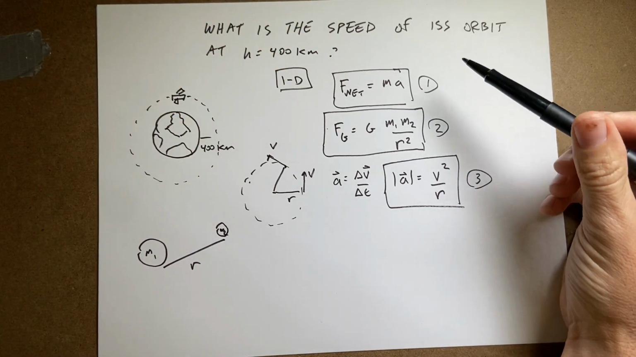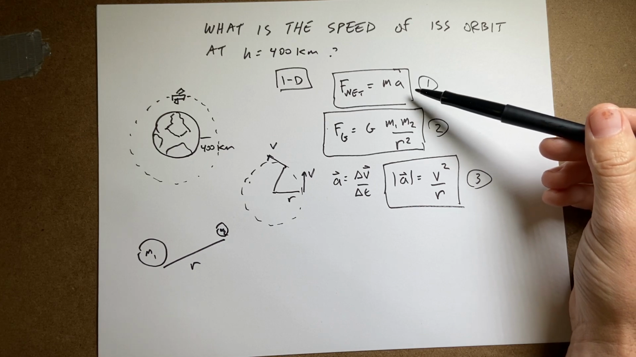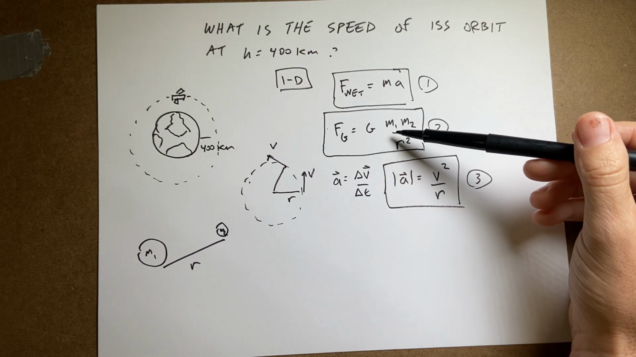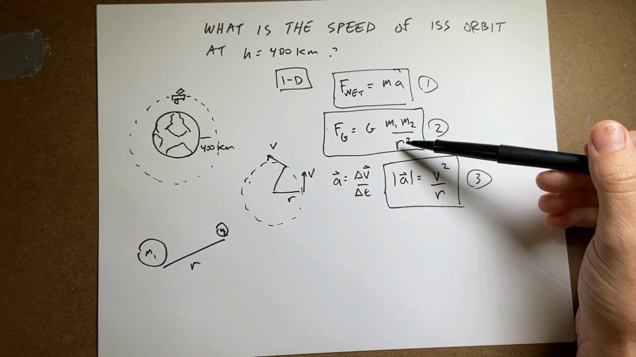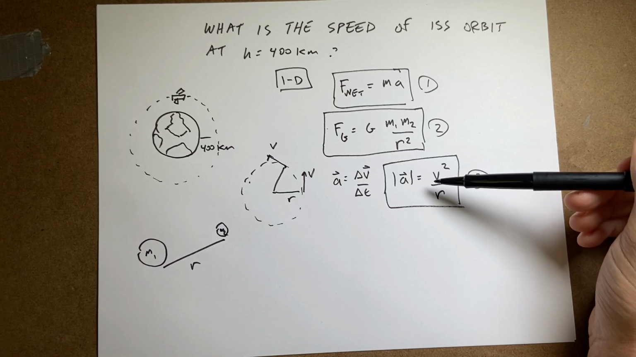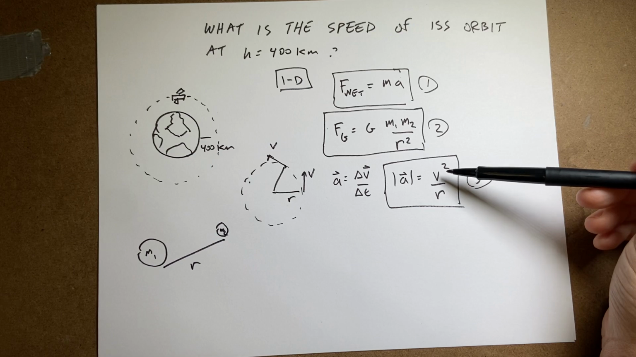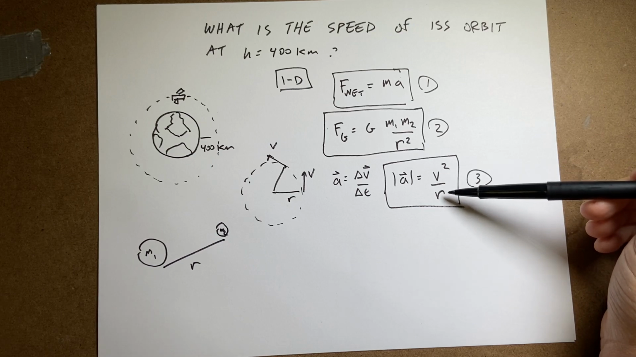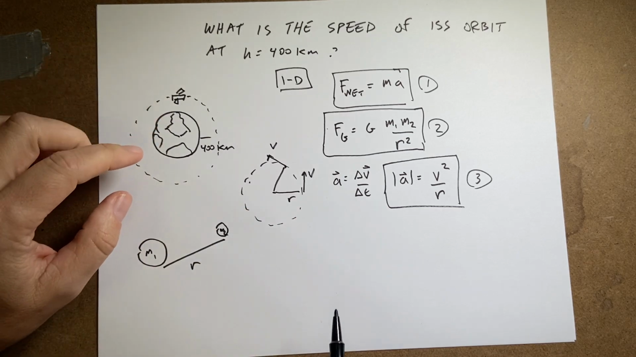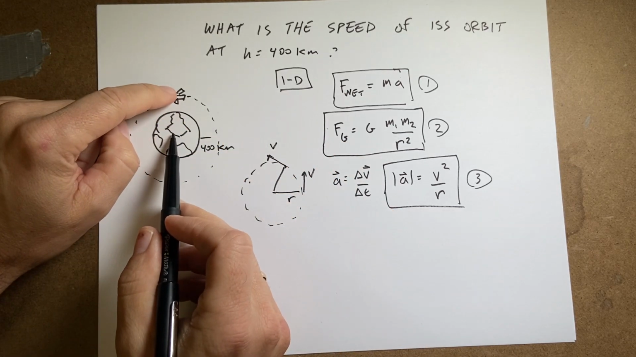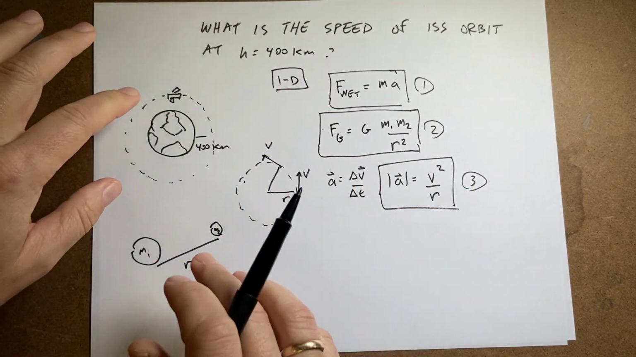So I'm going to use these three ideas. The total force on an object is equal to mass times acceleration. The gravitational force depends on the product of the masses divided by the distance between them squared. And the acceleration for an object moving in a circle is proportional to the velocity squared divided by the radius of the circle. That's important because the space station is moving in a circle. This is important because there's a gravitational force between these two, and this is important because it makes a connection between these two. Okay, so let's start over.